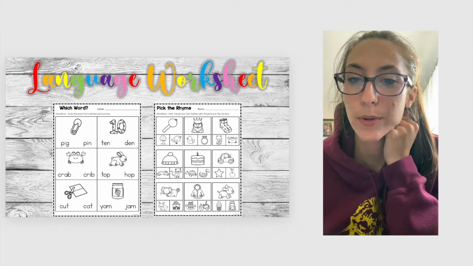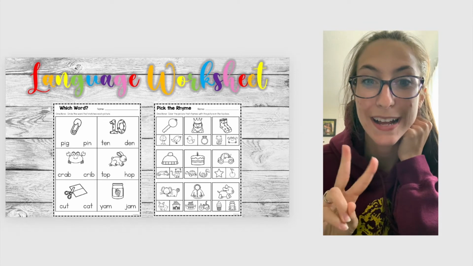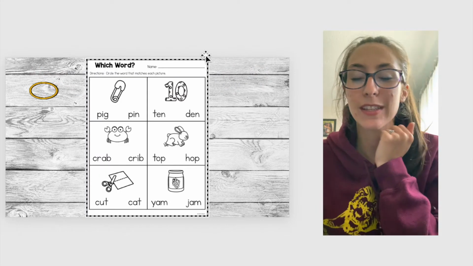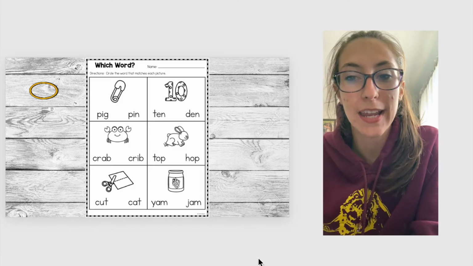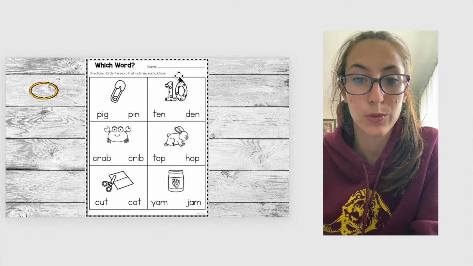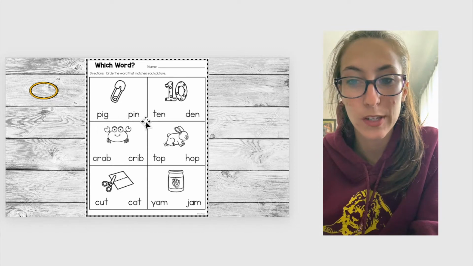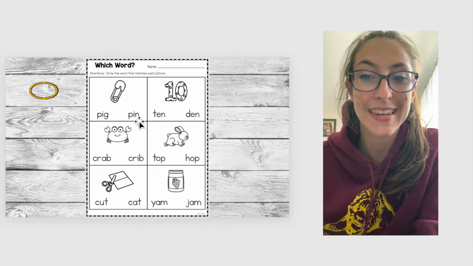All right, and for our language review, we are going to be doing some reading to match it to the pictures and then also some rhyming, okay? So this one you guys did last week, I believe on Friday. You look at the picture and you have to figure out which one of these words goes with the picture, okay? So this is a pin. So let's look at these letters and figure out which one is pin.